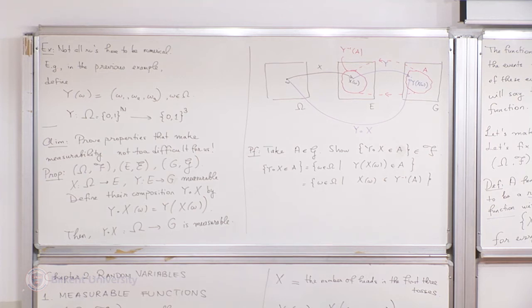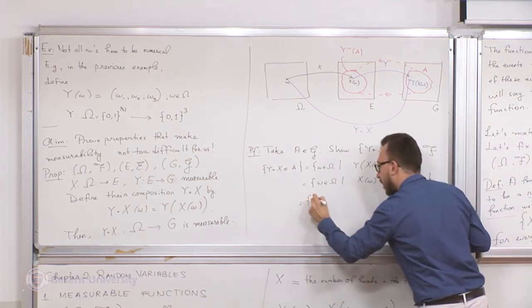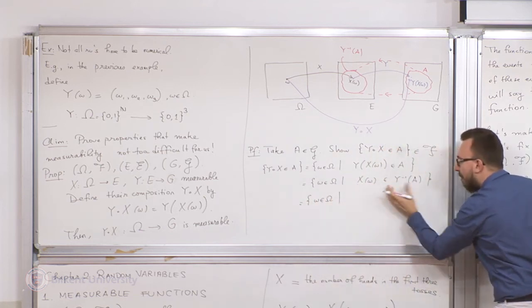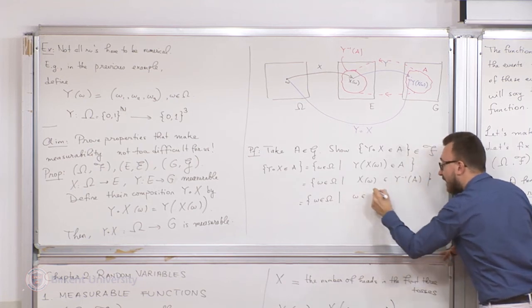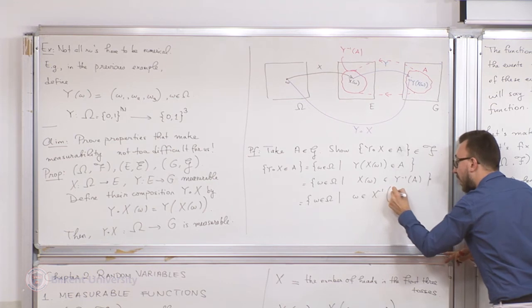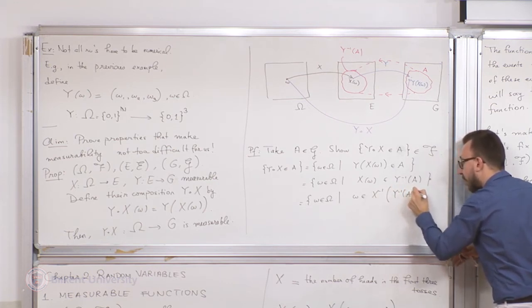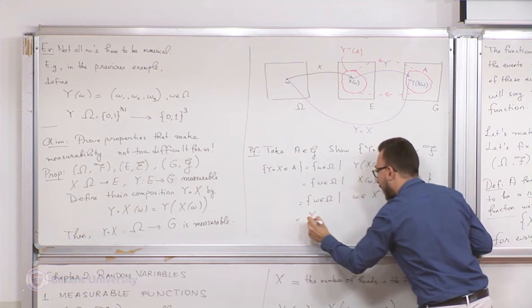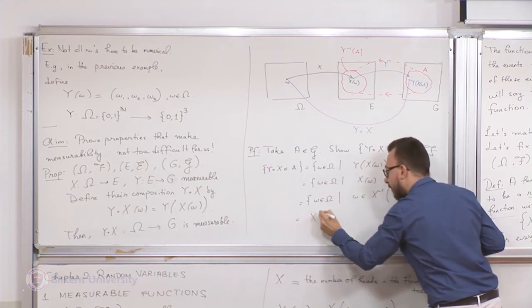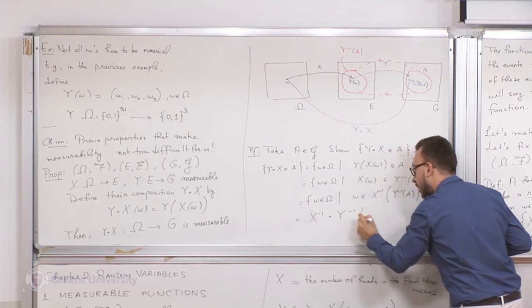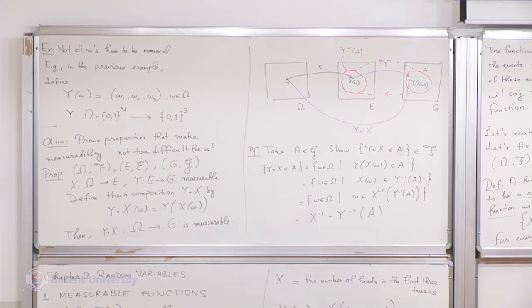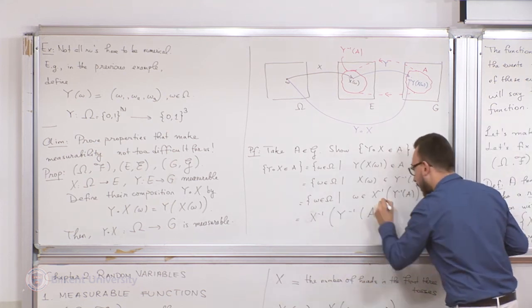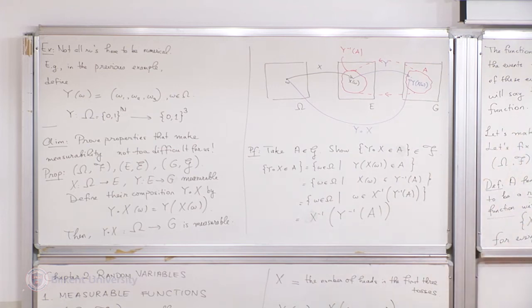So now let's do it again. X of something is in a set means what? This something, which is omega, is in X pre-image of whatever set we have here. Therefore, this is nothing but X pre-image of Y pre-image of A. Or let me even write it this way, pre-image of A. So now we have to argue that this is in F.